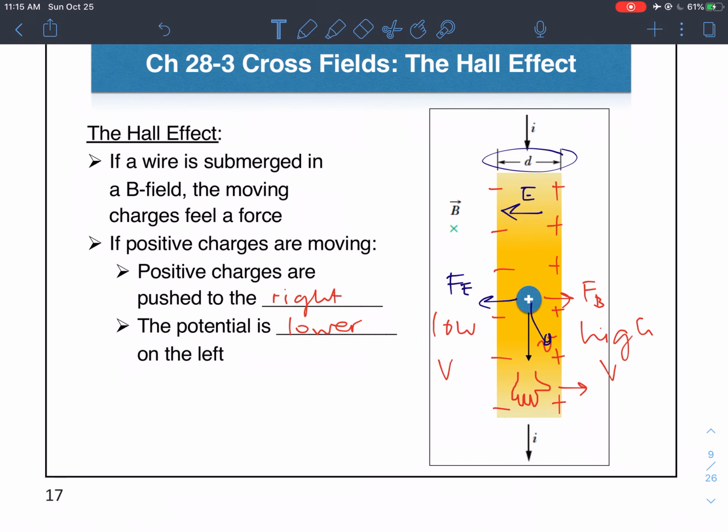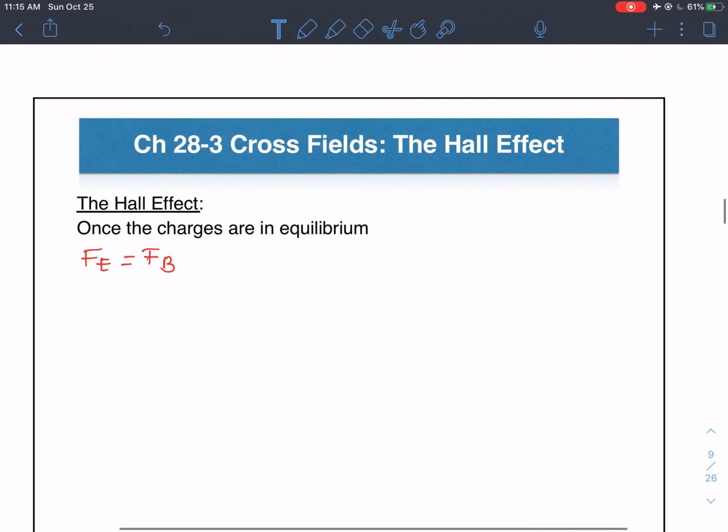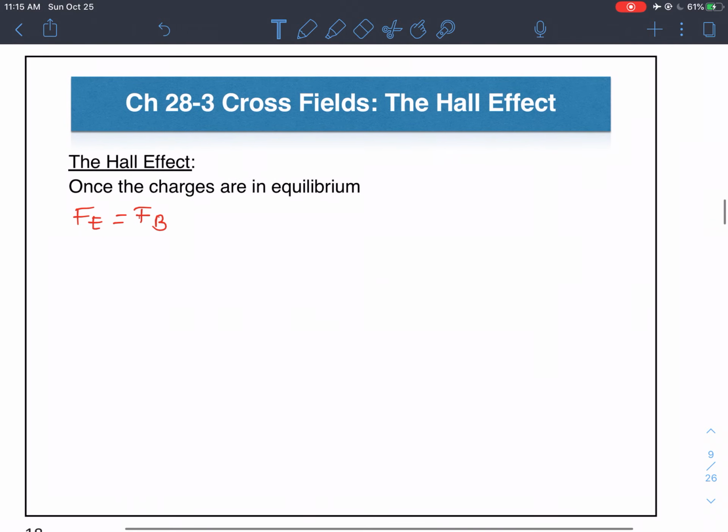In this case, it was to the right. The positive charge carriers were pushed to the right. Instead, it's going to just go straight, okay? Because we have both of those forces against each other, that means when the magnitudes are the same but they're opposite, we will reach an equilibrium. And so the charges are going to go kind of undeflected.